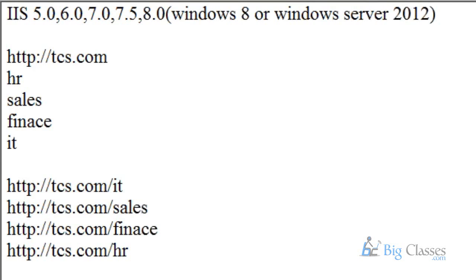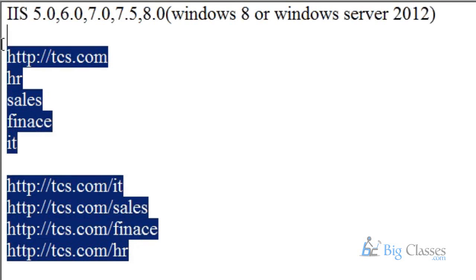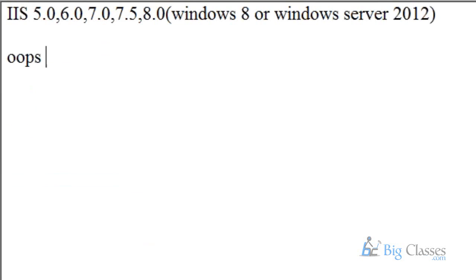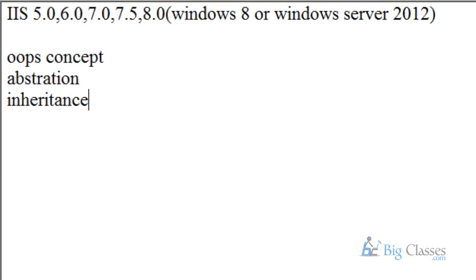Got it? Now tell me, what are the 4 pillars of OOPS concepts? You might have known about OOPS concepts, right? Object oriented. What are the 4 pillars of the OOPS concepts? Any idea? One is abstraction. Next, inheritance. Next, polymorphism. Next, encapsulation. Okay, these are the 4 pillars of the OOPS concepts.